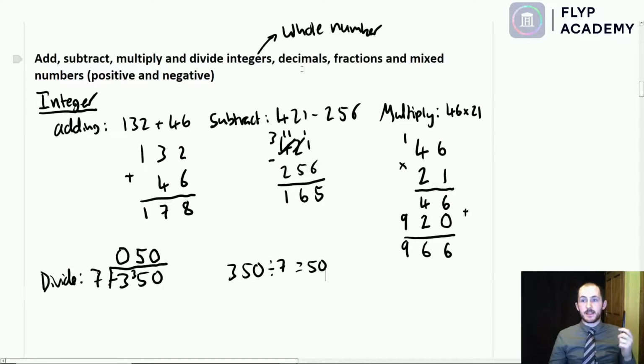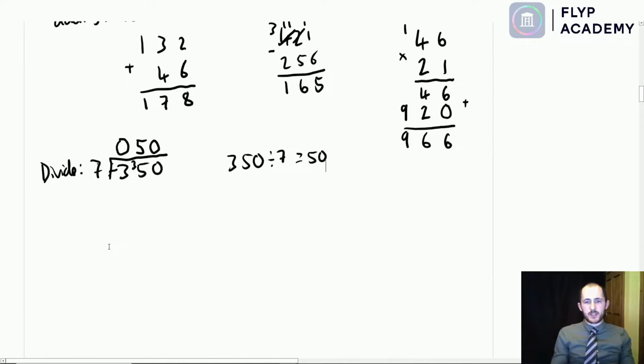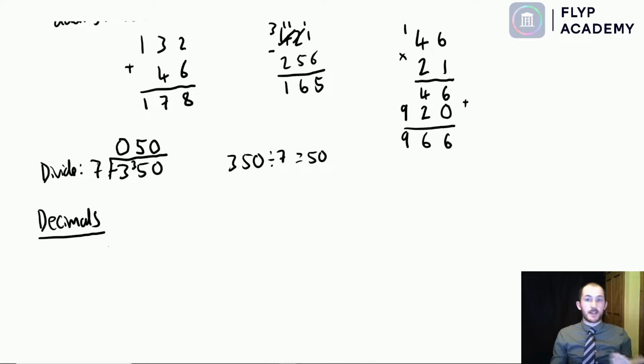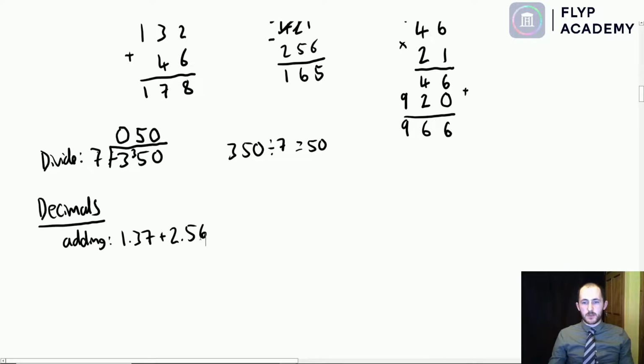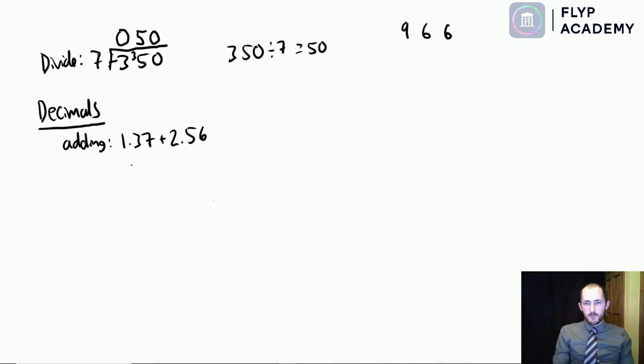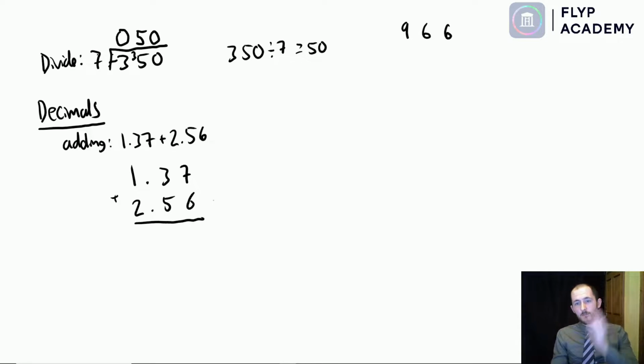The next one is decimals. So with decimals, it's actually very, very similar. Adding is identical. Okay, so if we wanted to do adding, let's pick 2 decimals, 1.37 plus 2.56. Again, we want to write these such that the place values are correct. So 1.37, 2.56, adding. And then again, we just add from right to left.